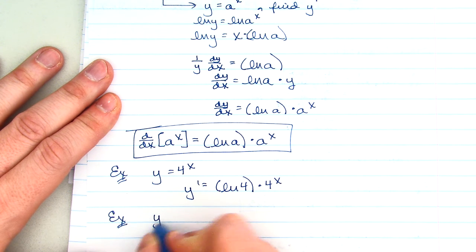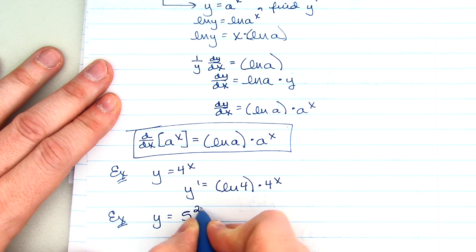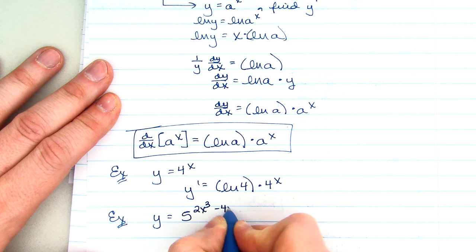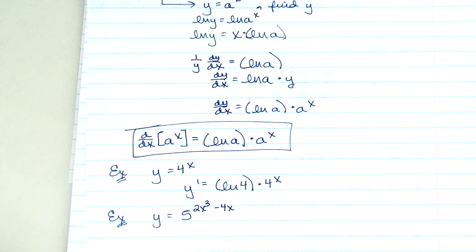What if we have this? What if we have y equals 5 to the 2x cubed minus 4x? What rule are you going to have to use here? I hope you just said chain rule. Take a moment, find the derivative, just make sure you're careful with your parentheses.